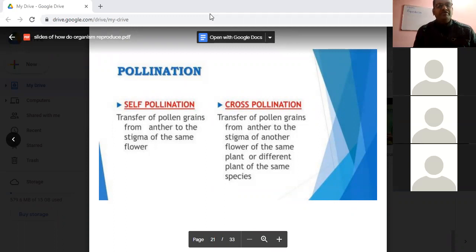Self, when the pollen grains are transferred from anther to the stigma of the same flower of the same plant, and cross-pollination, transfer of pollen grain from anther to stigma of another flower of the same plant or different plant of the same species. So that becomes your cross-pollination. Okay, no one is having the confusion. Shivam, which part do you want to get repeated? Please tell me the part, Shivam, as you connected lately in class.